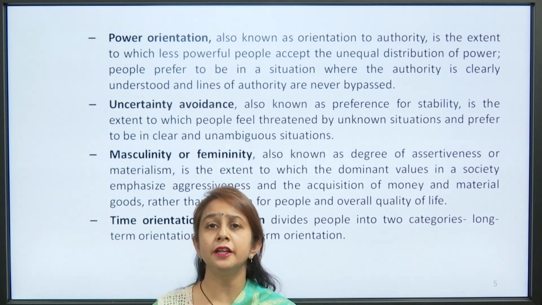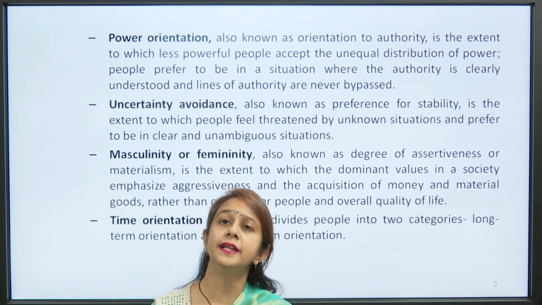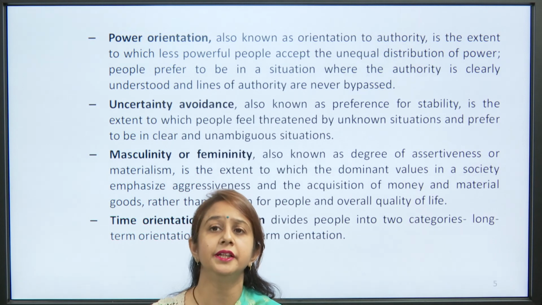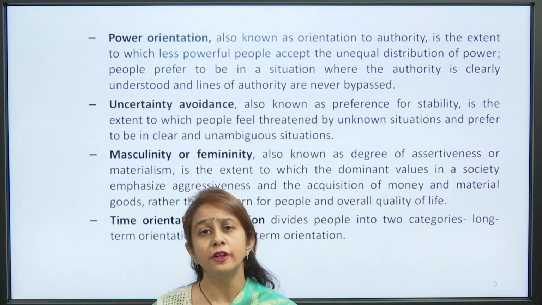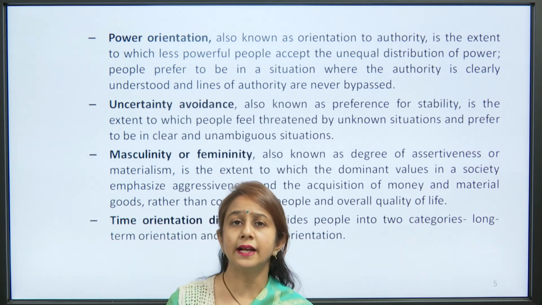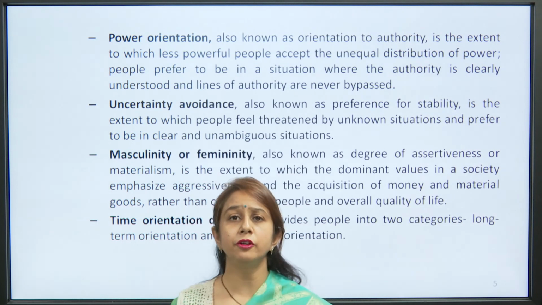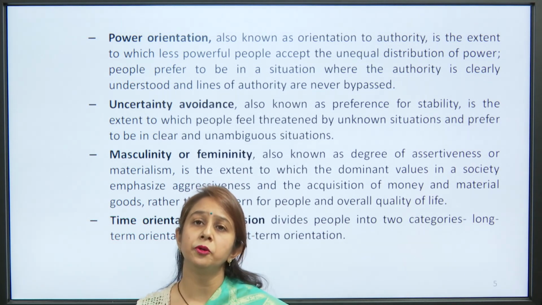So, uncertainty avoidance is a preference of stability. That means, people move in such a situation where they find that there is some kind of stability in their job, there is some kind of stability in their income, then only the people are going to move. It is the extent to which people feel threatened by unknown situations and prefer to be in clear and unambiguous situation.